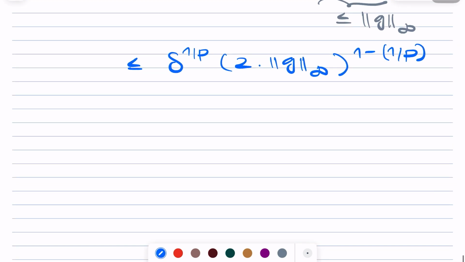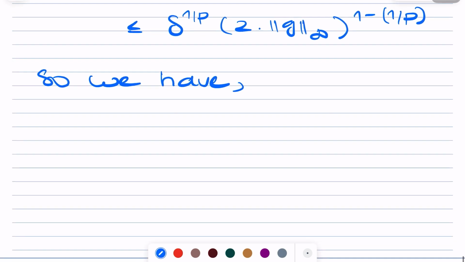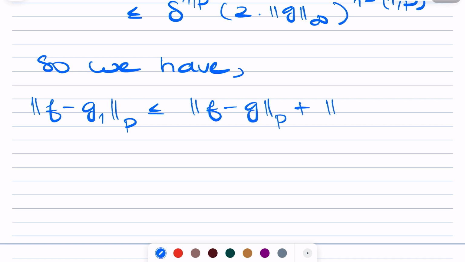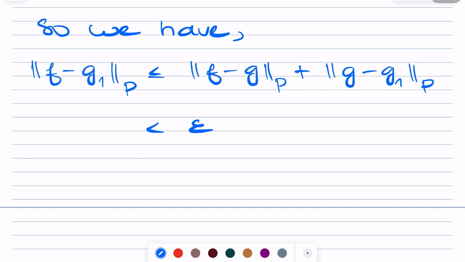So we have the norm of f minus g1, the L^p norm of this is less or equal than, by the triangle inequality, the norm of f minus g in L^p plus the norm of g minus g1 in L^p. So this is actually strictly less than epsilon plus delta to the 1 over p times 2 norm of g infinity to the power 1 minus 1 over p.